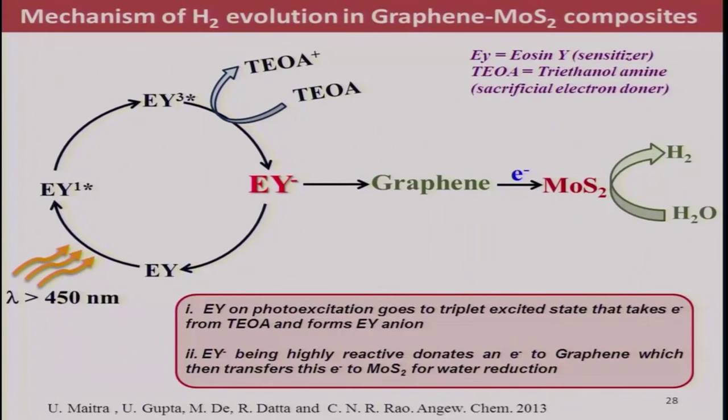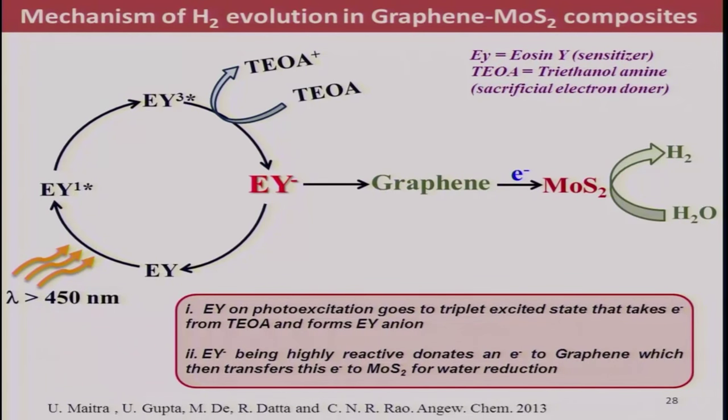So when you look at the literature, you find there has been work on MoS2 particles, for example. People have used MoS2 particles for splitting water. We have also done this using MoS2 nanosheets, using dye-sensitized water splitting. You take a dye like eosin, and you excite it to go to a triplet state, then it picks up an electron from an amine. And this electron is transferred to MoS2. I've used graphene as a medium for transferring the electron. And here, the protons get reduced to hydrogen.